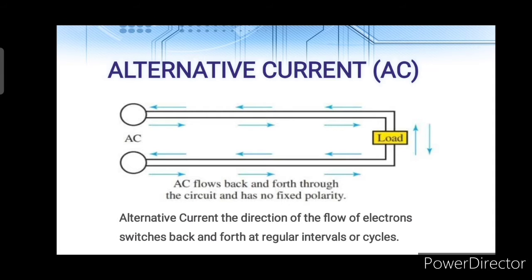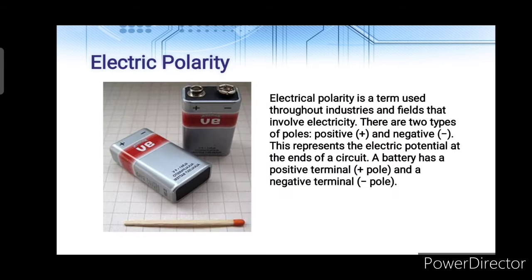Now, let's proceed to electric polarity. Electrical polarity is a term used throughout industries and fields that involve electricity. There are two types of poles, positive and negative. These represent the electric potential at the end of a circuit. A battery has a positive terminal, positive pole, and negative terminal.